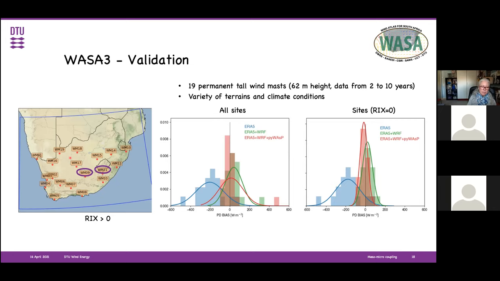These are all our stations in South Africa. There are 19, so I'm very fortunate to have many stations. There are a variety of terrains and climate conditions. And for some of these masts, for example on the West Coast, we have a full 10 years of measurements. So it's really an excellent database. When we do the downscaling, ERA plus WRF plus WASP, and we remove the two sites that are more complex, WM9 and WM11, you can see that we are very much narrowing the average of the errors in all the sites.